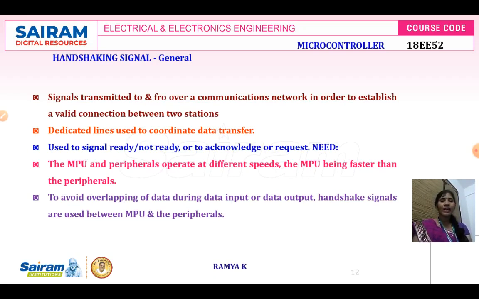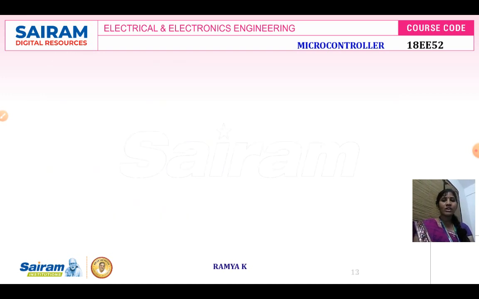Why is this handshaking signal required? Just to avoid the overlapping of the data between your input and output, so that there won't be any data overlap between the microprocessor or microcontroller and your computer device. That is, there won't be any data overlap between your communication devices. This is the general introduction of the handshaking signal.